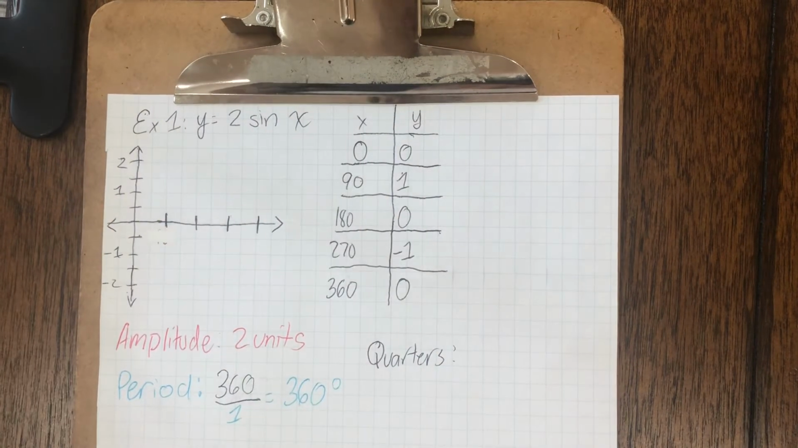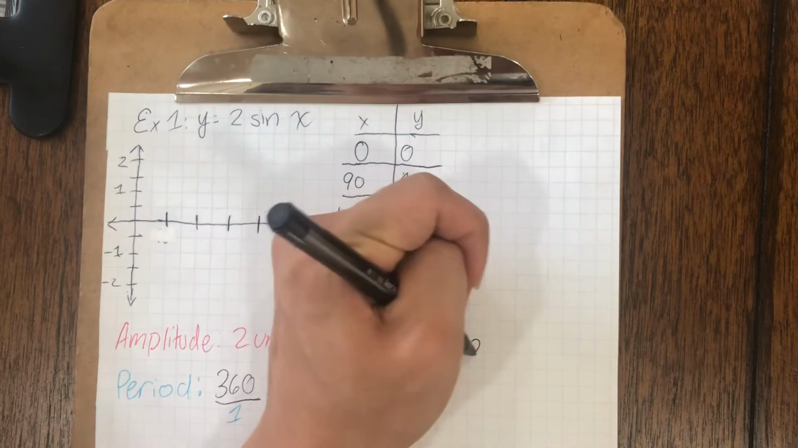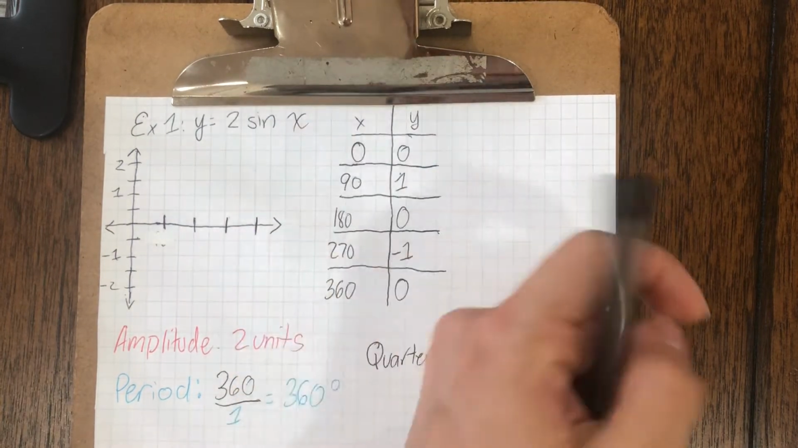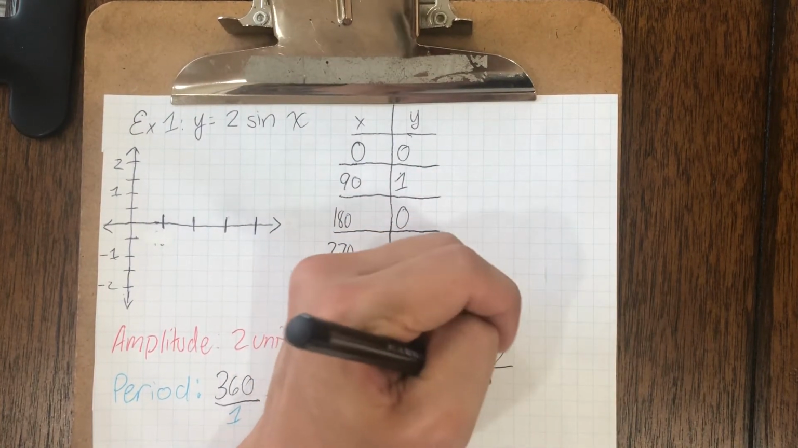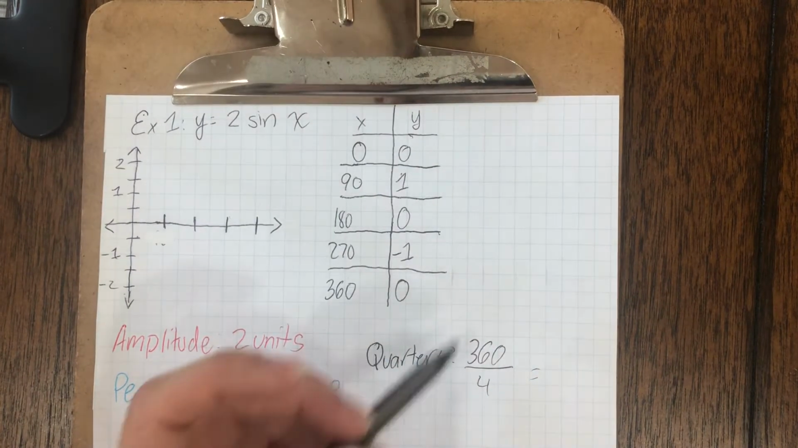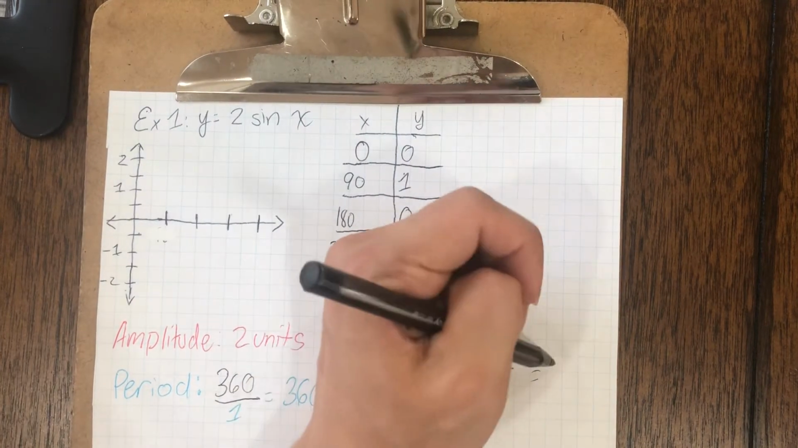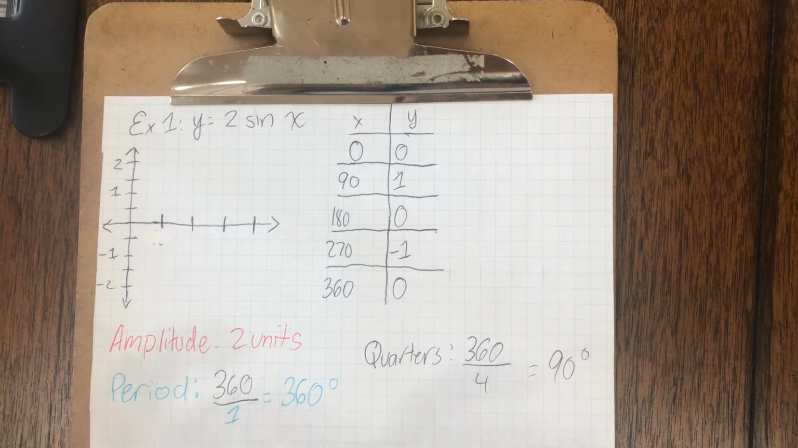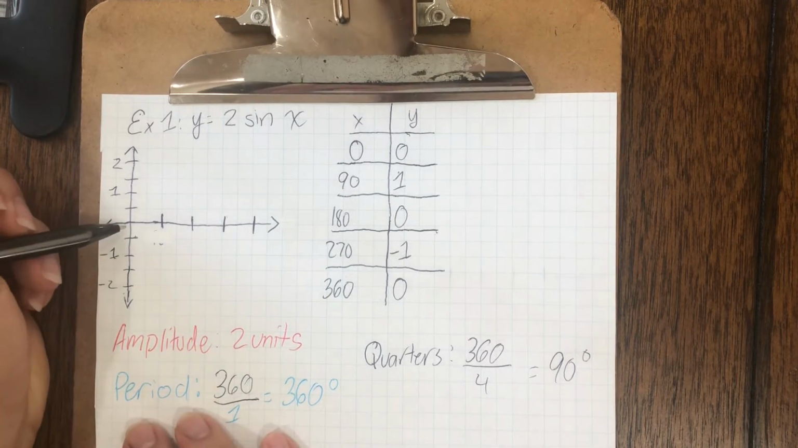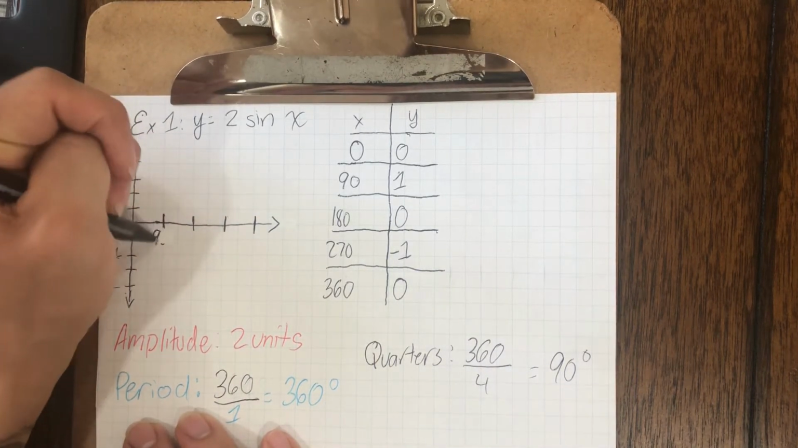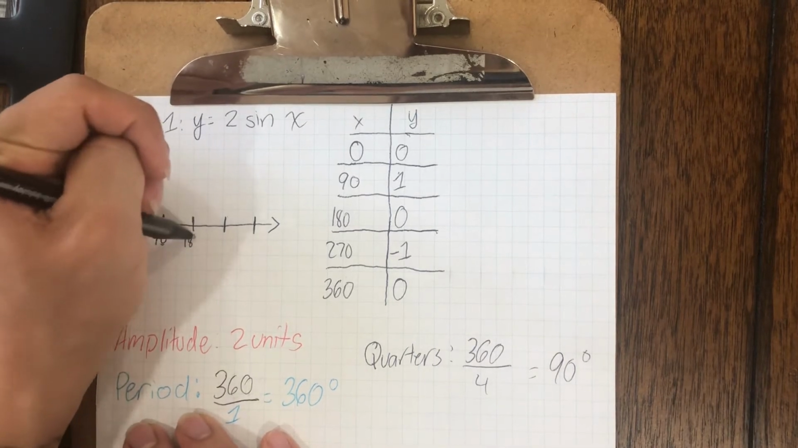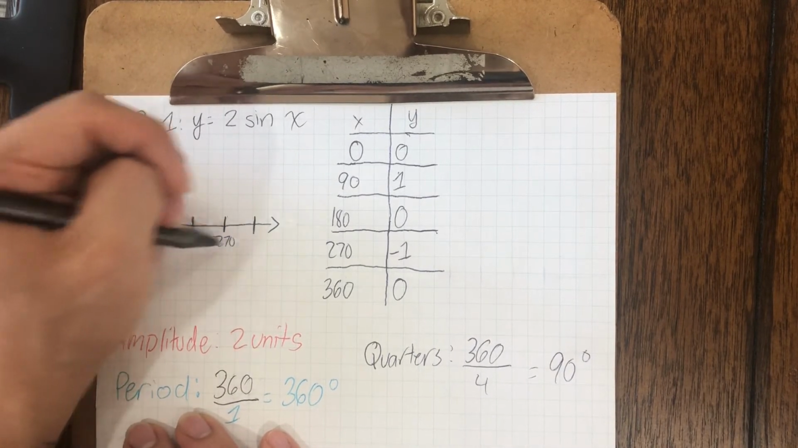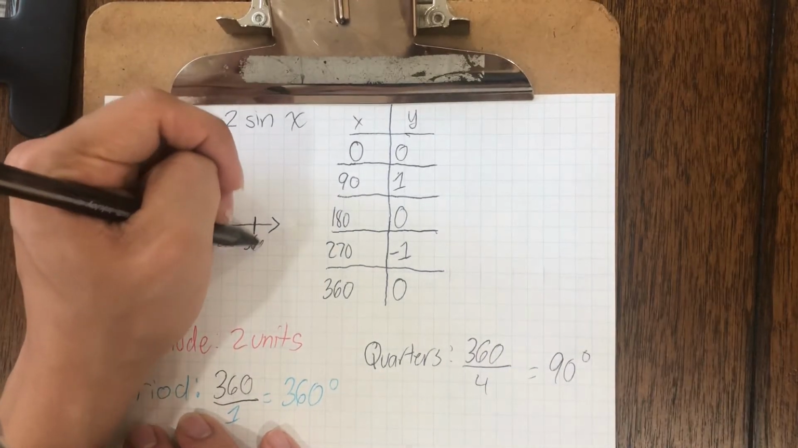All right, so with the quarters, I take 360 degrees, which was the period, and I divide it by 4. If I divide those two numbers, I should get 90 degrees. So to go from one x value to the next, I go by 90. So we're going from 0 to 90, 90 to 180, 180 to 270, and 270 to 360.